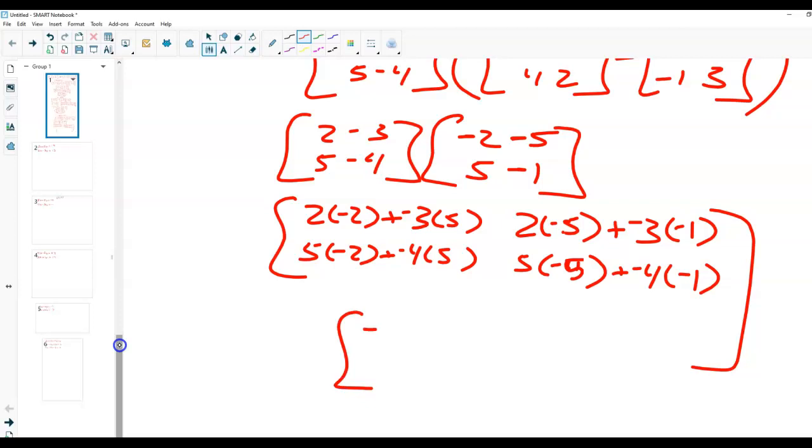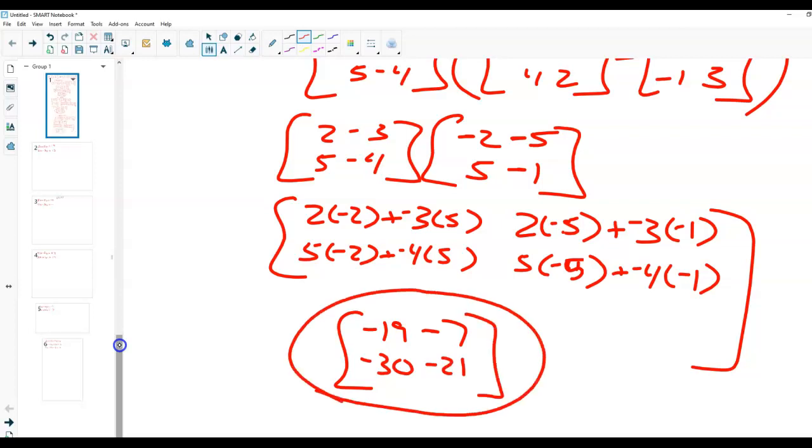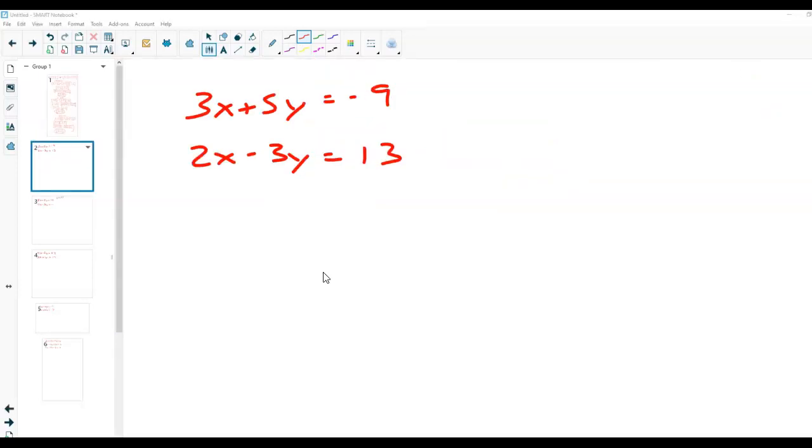Negative 4 and negative 15, negative 19. Negative 10 and 3 is negative 7. Negative 10 and negative 20 is negative 30. Negative 25 and 4 is negative 21. And there's our answer. All right, so when we do these by Cramer's rule, this is my advice.